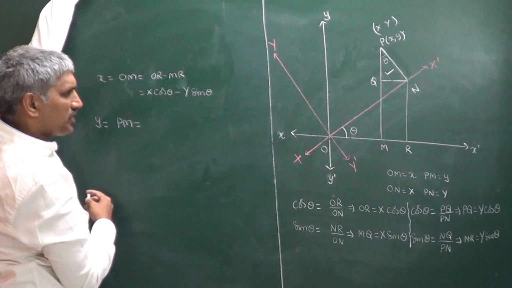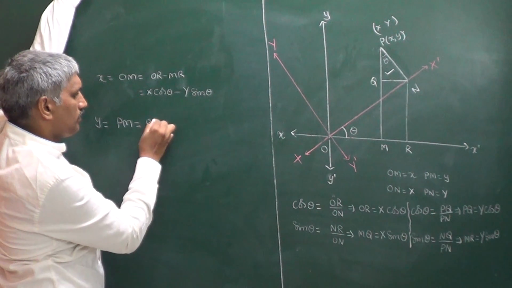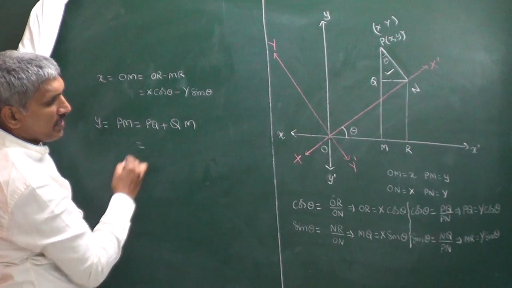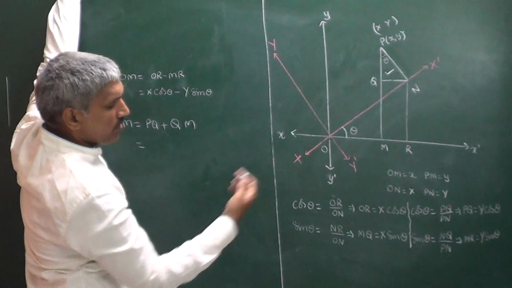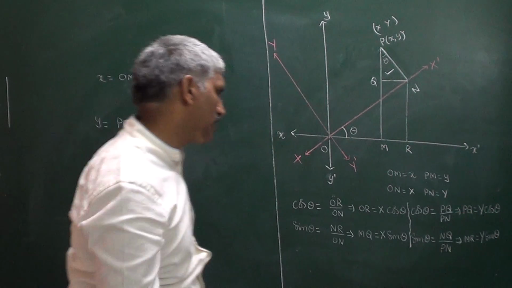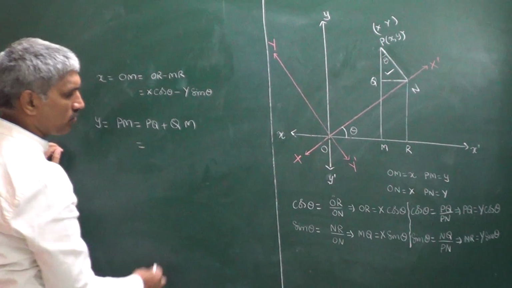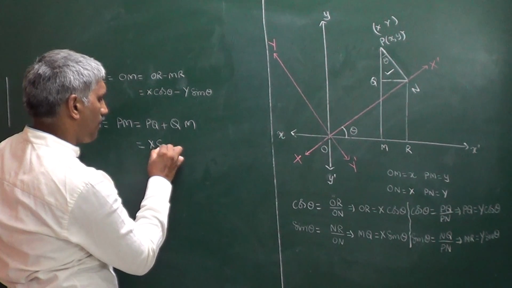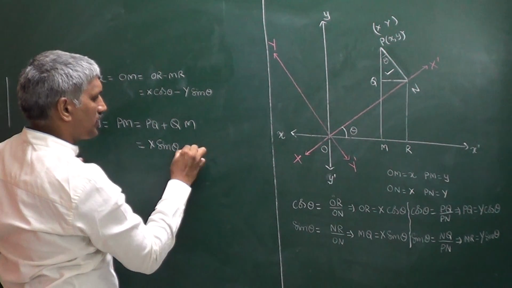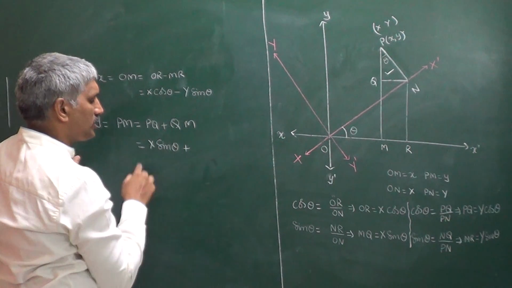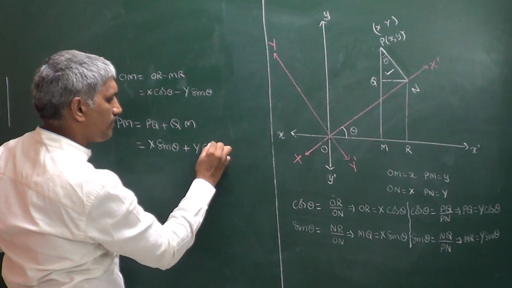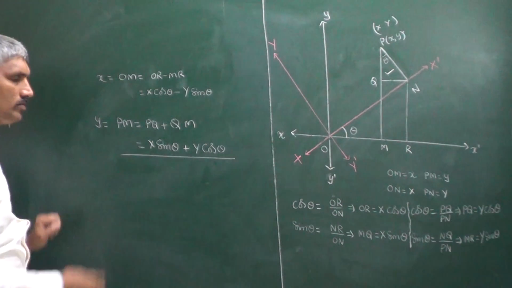PM is nothing but PQ plus QM. Tell me, what is PQ? We already have PQ. PQ is equal to Y cos theta, and MQ is equal to X sin theta. That is the information, right?